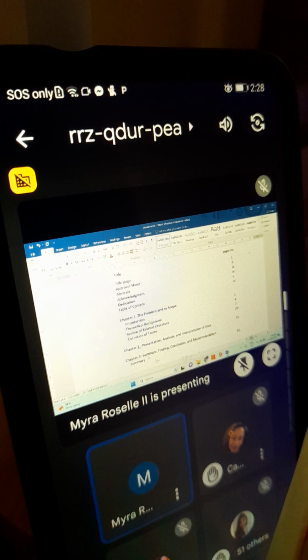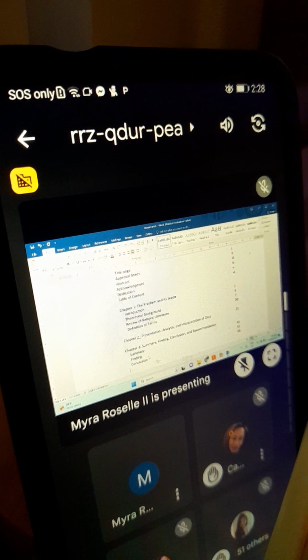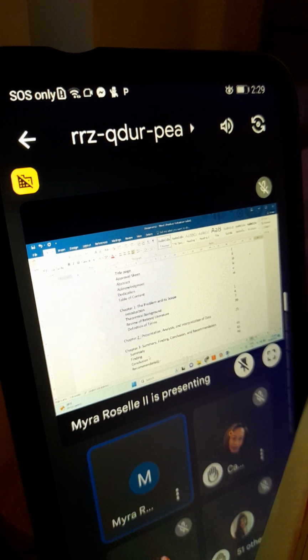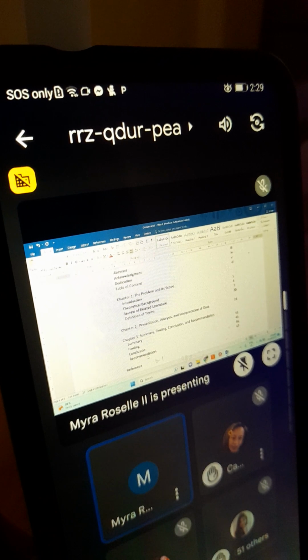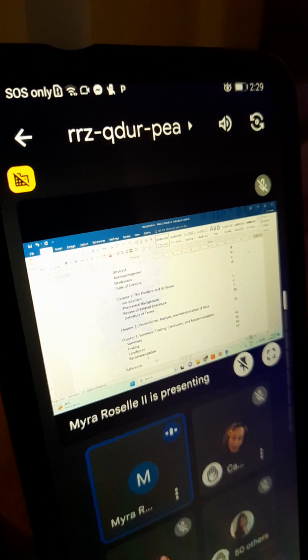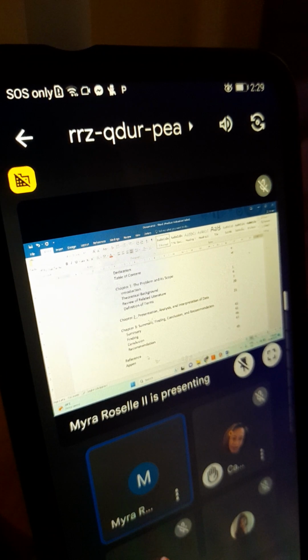45. One space, you have reference. Butang ta, your reference is page 49. Then, appendices.